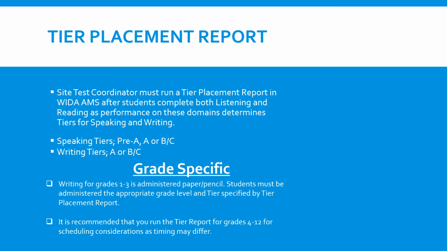After the student completes listening and reading, they will be placed into a speaking tier and a writing tier. The speaking tiers are pre-A, A, or BC, and the writing tiers are A or BC. Site test coordinators must run a tier placement report in WIDA AMS to identify the appropriate tier level for students in grades 1 through 3 for the writing domain that is administered via paper pencil. It is suggested that you run one for grades 4 through 12 to better understand the test students will be taking, as timing may differ.